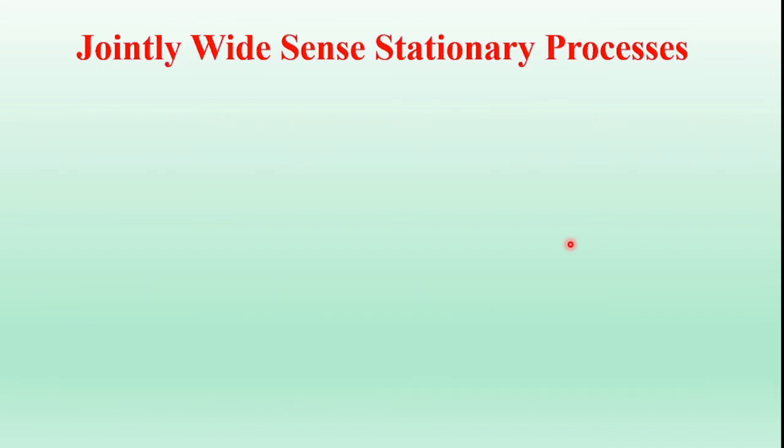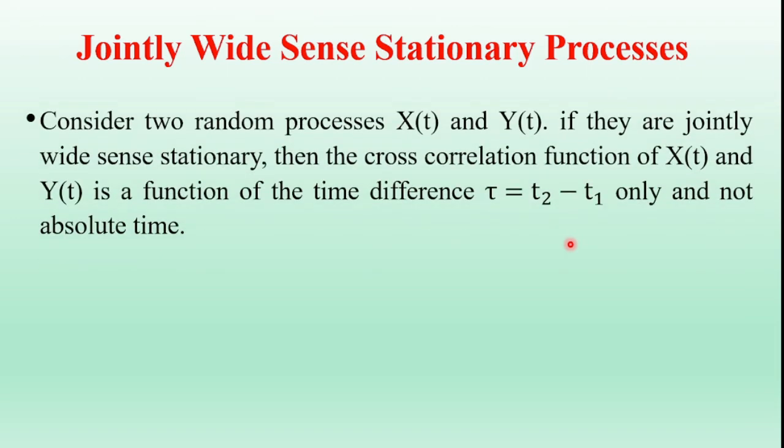The next one is jointly wide sense stationary random process. Consider two random processes x of t and y of t. If they are jointly wide sense stationary, then the cross correlation function of x of t and y of t is a function of the time difference only, that is tau is equal to t2 minus t1, and not of absolute time.